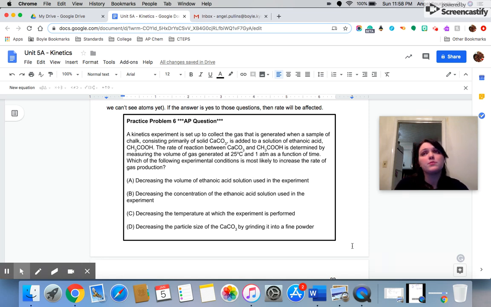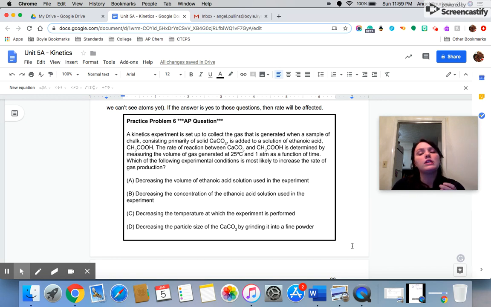I'm going to start here on practice problem 6 and I'm not really sure how far we'll get, so we'll see. Practice problem 6 says a kinetics experiment is set up to collect the gas that's generated when a sample of chalk consisting of solid calcium carbonate is added to a solution of ethanoic acid. The rate of the reaction is determined by measuring the volume of gas generated as a function of time. Which of the following experimental conditions is most likely to increase the rate of gas production?